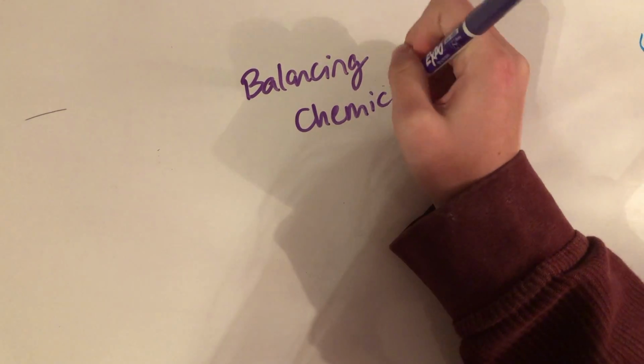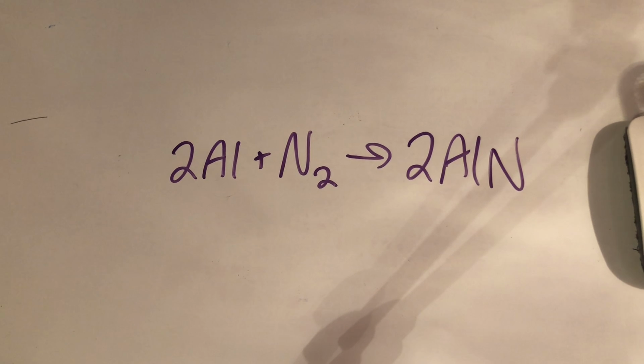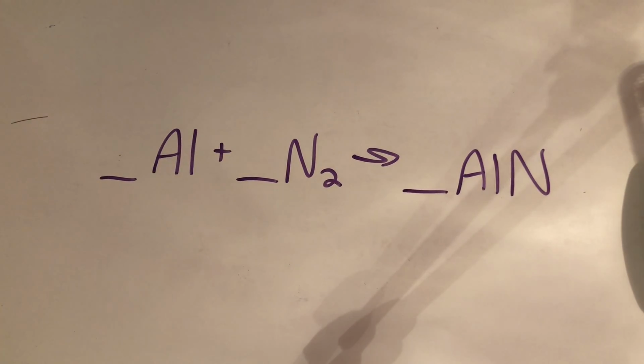Let's take a look at balancing chemical equations. So let's look at this chemical equation. We can look at it and be like, all right, well, aluminum plus nitrogen equals aluminum nitride. But wait a second, where did those twos come from and what do they mean? So this is what you're gonna be given.